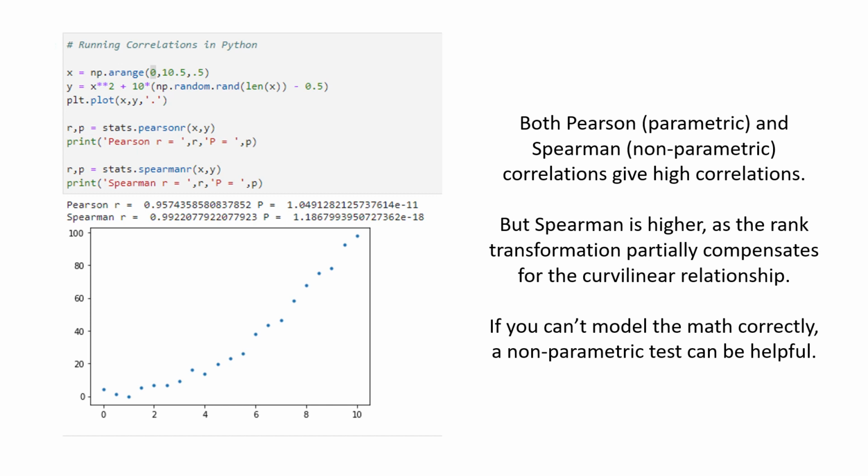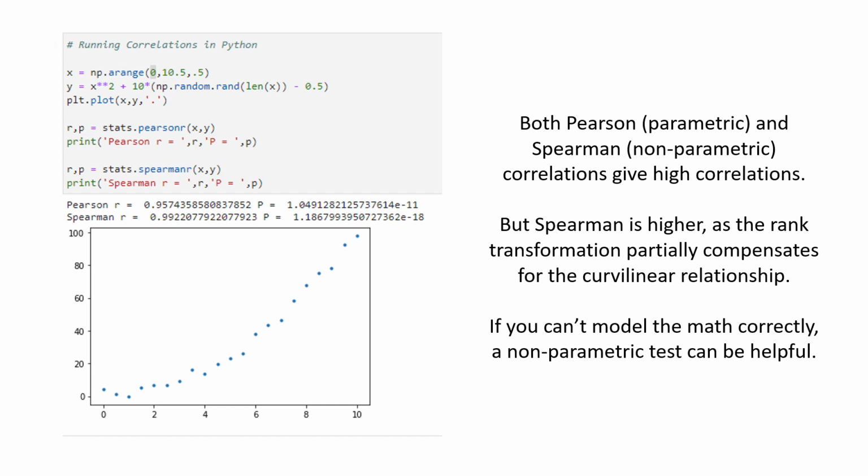We can plot that out, and then if we run those parametric and non-parametric tests, what we find is that the Pearson test in this case gives us an R value of 0.957. So that's the parametric test. The Spearman test, because this is curvilinear, is going to be a little bit more reliable and is going to capture that relationship a little bit better. So you can see that the Spearman non-parametric test is yielding a correlation of 0.99.